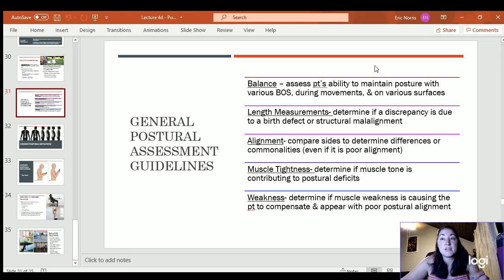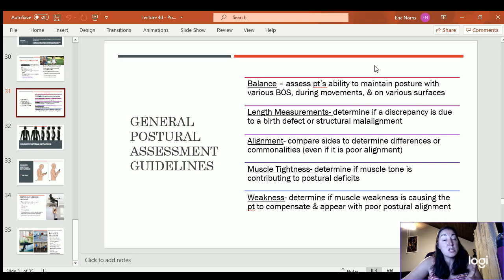Muscle tightness, you always want to look and see what muscles have tone and what could be contributing to their postural deficits. It's one of those things, what came first, the chicken or the egg? Was the muscle tight and that caused poor posture? Did they have poor posture and that caused the muscle to be tight? Either way, you want to hit it at both ends and correct the posture and decrease the muscle tone.